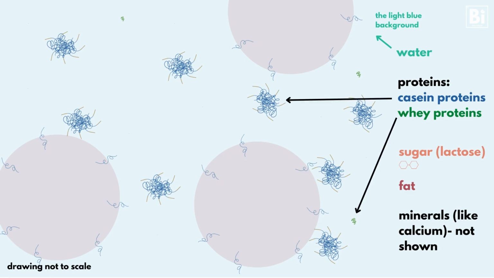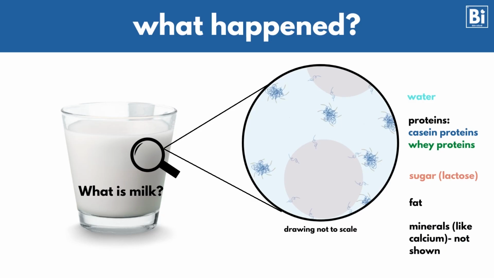We'd see proteins. We'd see casein proteins and the whey proteins. We'd see sugar in the form of lactose. And we'd see fat particles, which are those big circles. We'd also see minerals like calcium, magnesium, and so on and so forth. Now, specifically for this, we're going to focus in on the casein proteins.